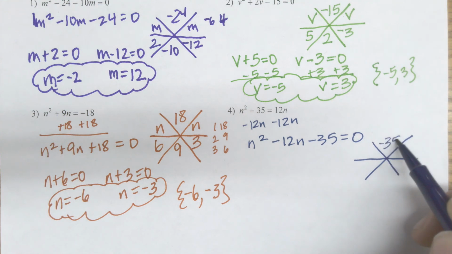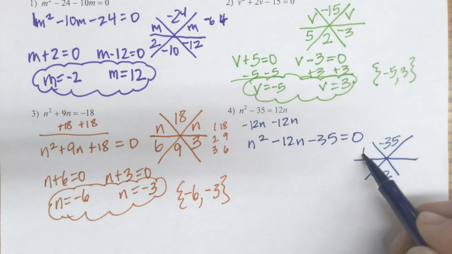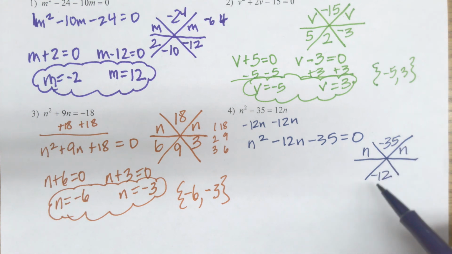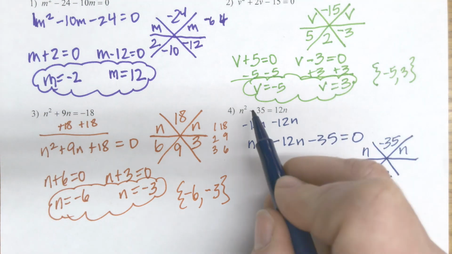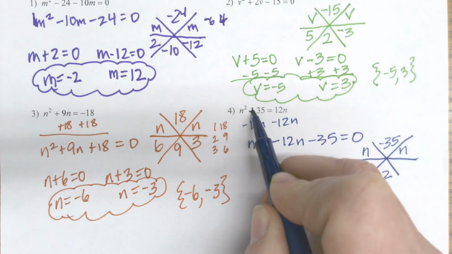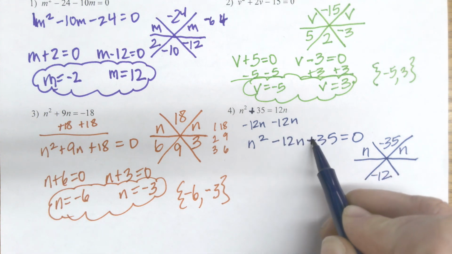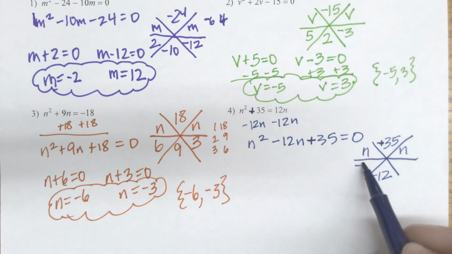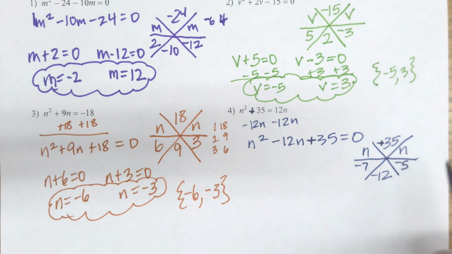So my top is negative 35, my bottom is negative 12, 1n and 1n. Two numbers that multiply to be negative 35 and add to be negative 12. Ooh, this is a bad problem. I don't think that's going to work. Let's make this plus 35 here. Just change that to a plus, because it's negative 7 and negative 5. And it won't work unless they're both negative. I just made a bad problem. So we'll change it to plus and all will be well.